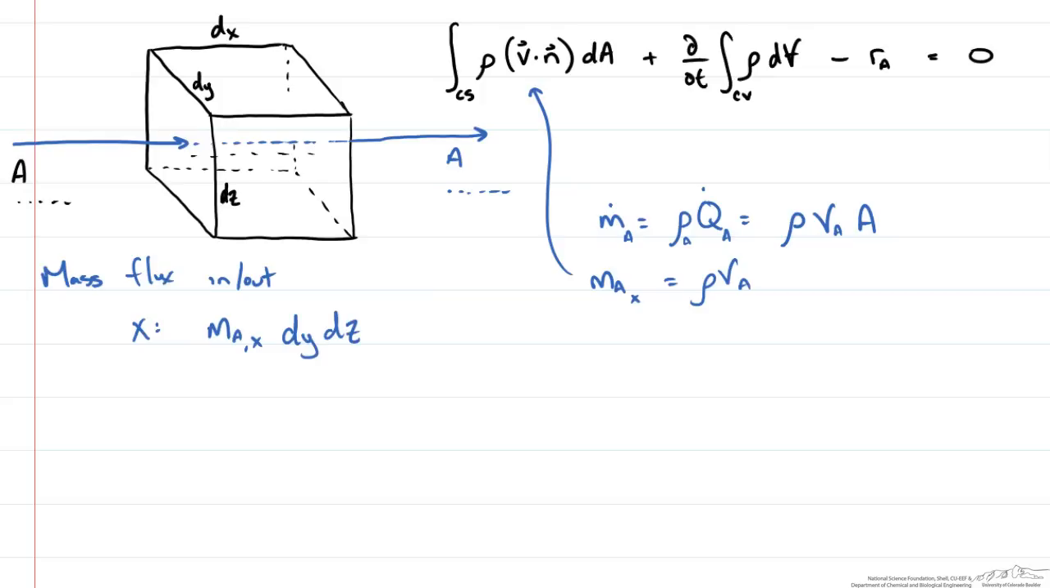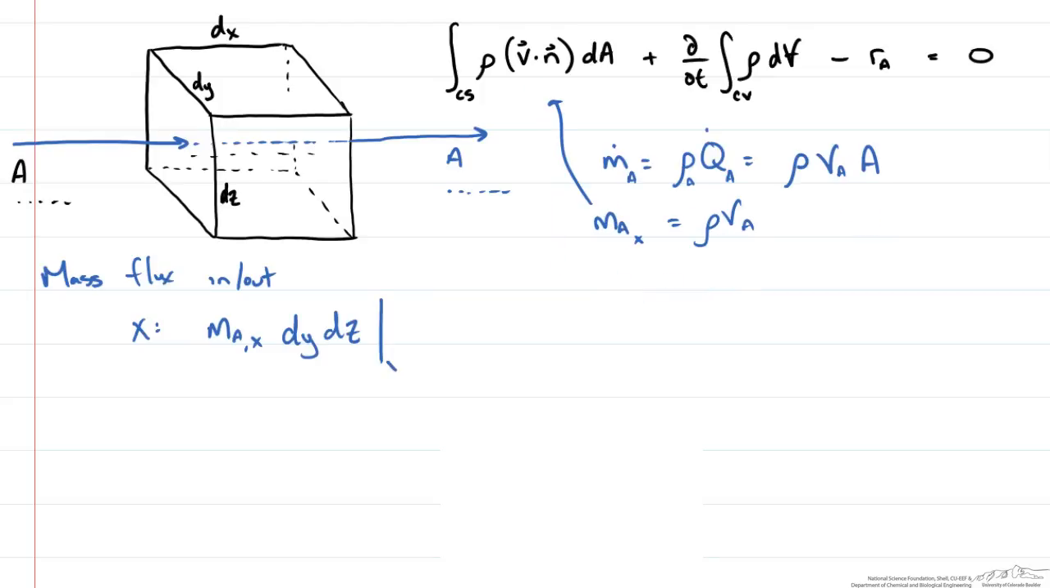So for it entering, we would evaluate this at X, and then we would do the same thing on the other side of our control volume. So if I put X here and X plus some change in X, differential change in X, delta X, on the other side, then we'd also be evaluating this through the same cross-sectional area at X plus delta X.